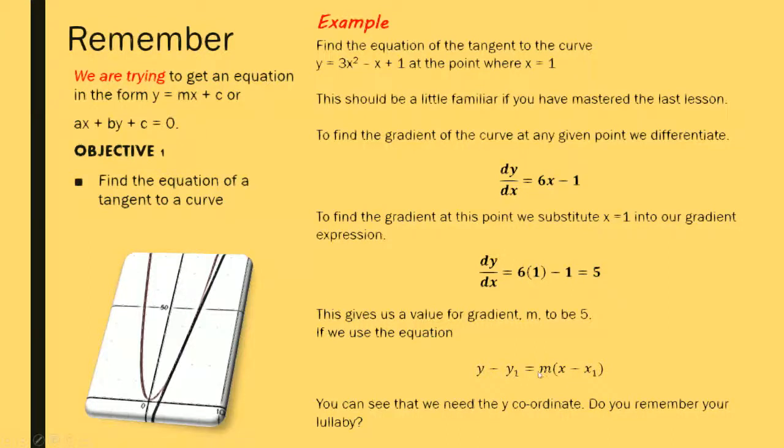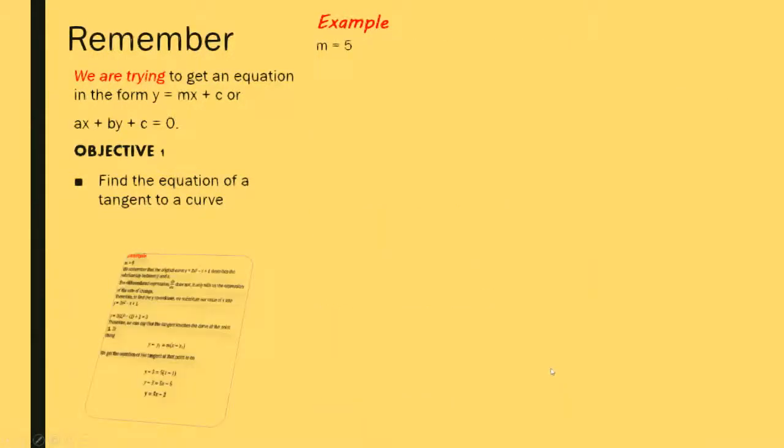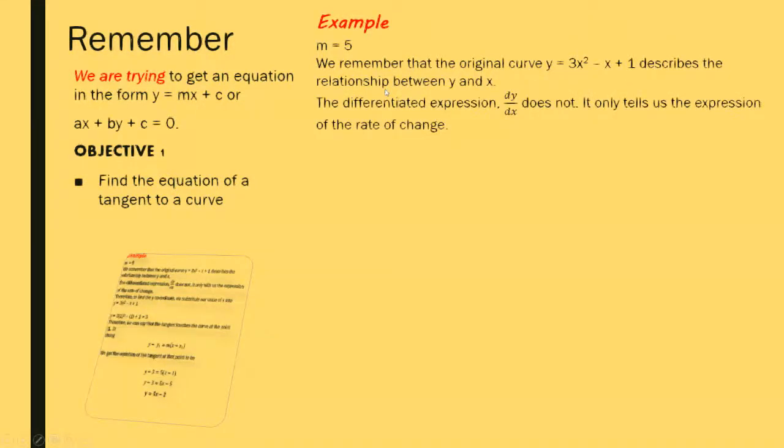Do you remember your lullaby from the last lesson? Well, what I told you to rhyme before you go to sleep every night was that the original curve, y equals 3x squared minus x plus 1, describes the relationship between y and x. The differentiated expression does not. It only gives us an expression for the rate of change. So if we want to find out what y is in terms of x, we'll have to go to the original function. And the differentiated expression doesn't count.